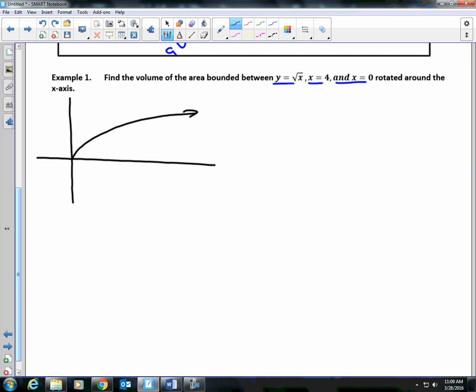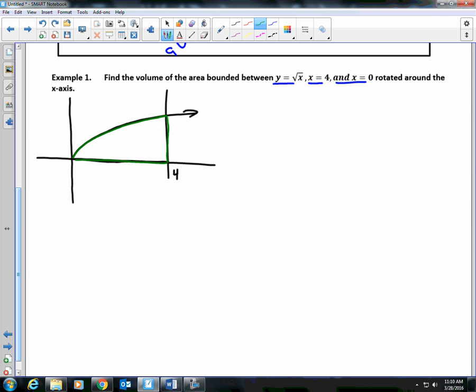So I'll draw that. What is x equals 4? What does that graph look like? A vertical line at 4. What does x equals 0 look like? Vertical line right here, and we're going to rotate it around the x-axis, okay? So we're really looking at this region right here. This is the region that we're going to rotate around, okay?